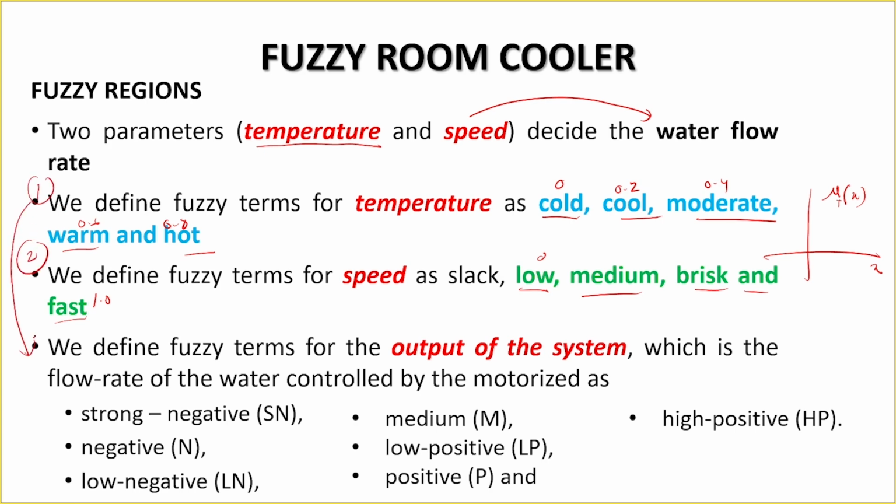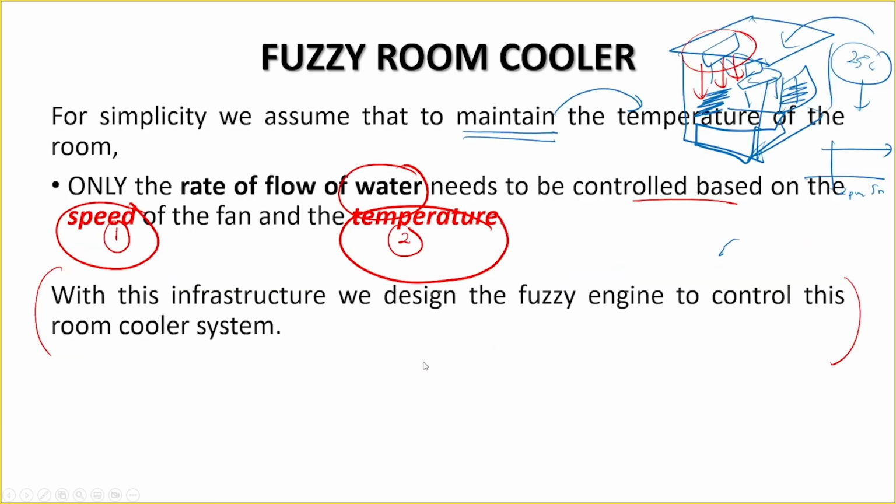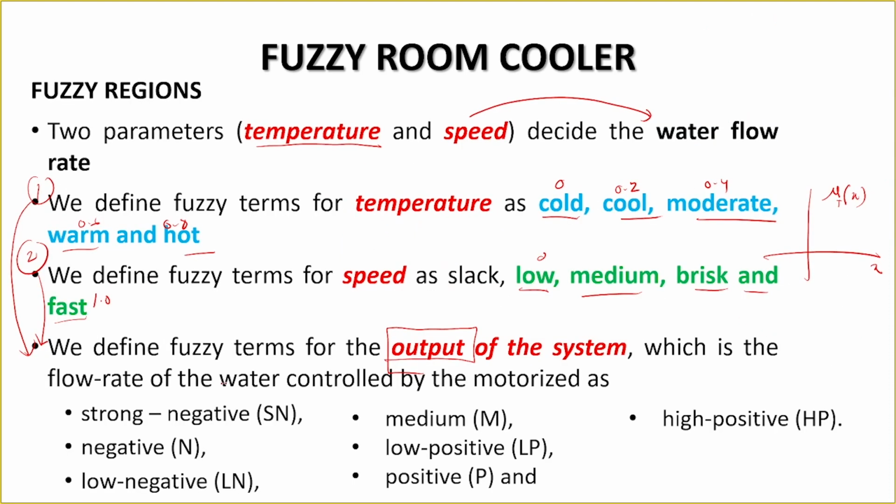So from here, we have to decide the output, which is the rate of flow of water. Okay, written here, flow rate of water. So that will be the destination output for our system for this fuzzy room cooler. Okay, so then what do we have for the output? How many outputs do we have over here?